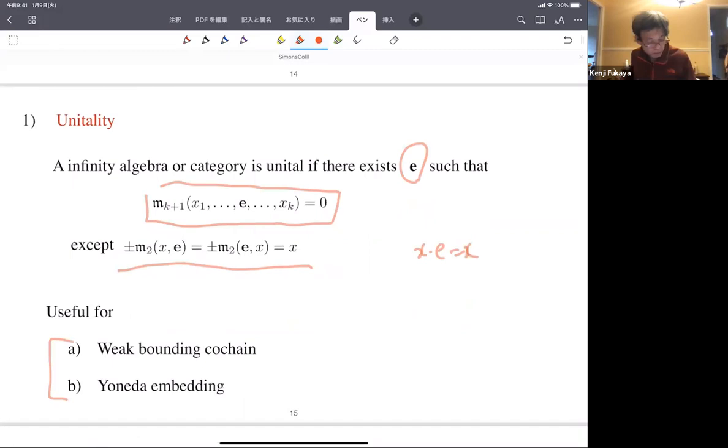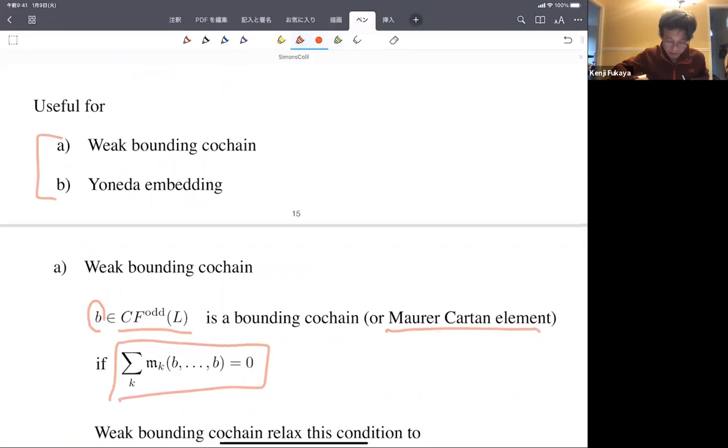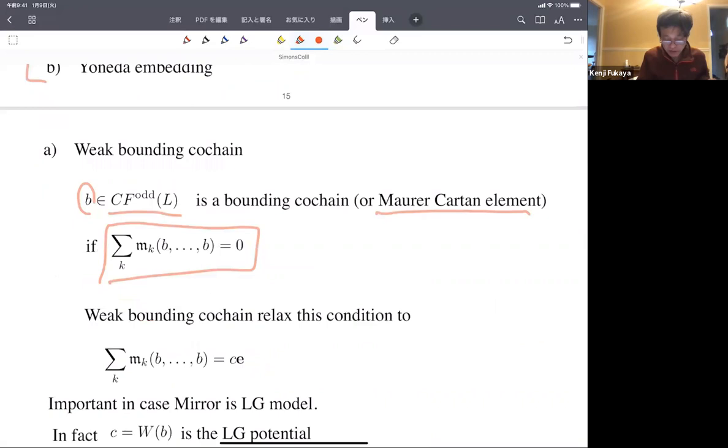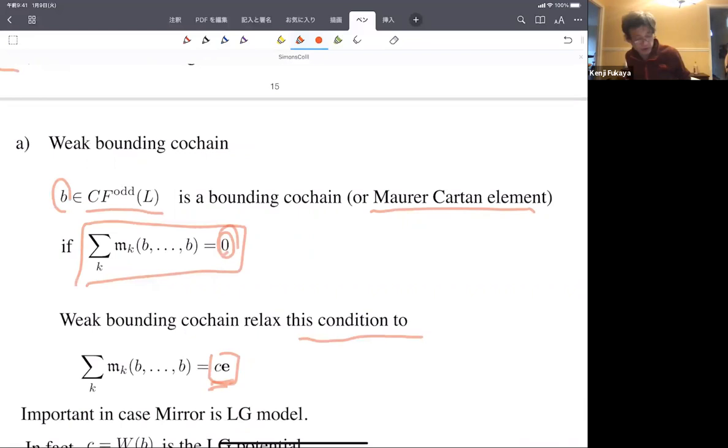So one is the notion of weak bounding cochain. So what is the weak bounding cochain? A bounding cochain is something like b, an element of odd degree, which satisfies this equation. And this is something like the infinity analog of the Maurer-Cartan equation. And this is basically the theory which controls the deformation theory of infinity algebras. But somehow in many cases we need to relax these conditions so that the right hand side is proportional to the unit. So we required it to be zero, but you have just these weaker conditions. And this is important in several applications.